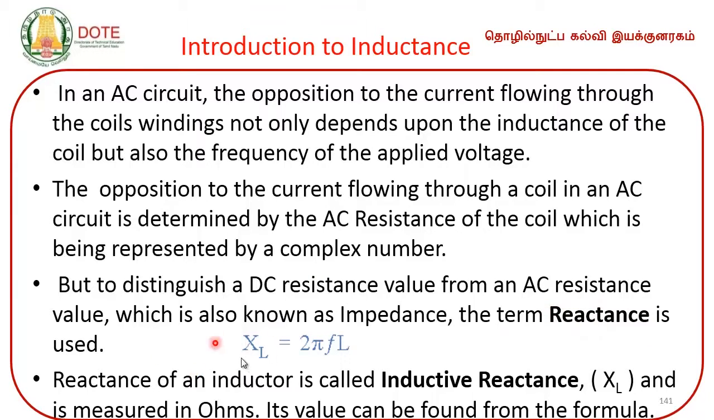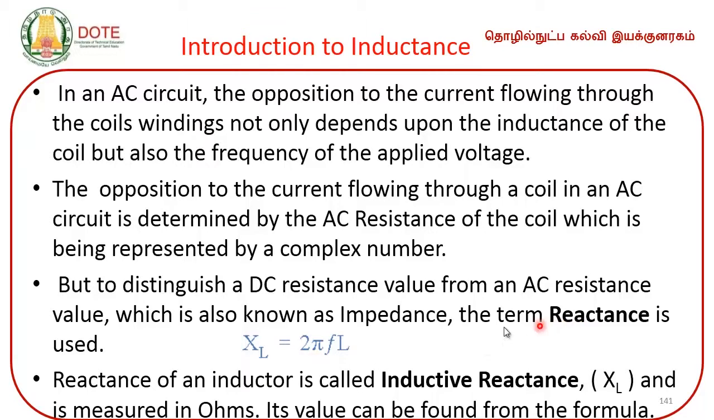So the inductive reactance XL, X is the letter used to represent the reactance. Reactance in inductive reactance, we write as capital X suffix L. XL equals 2 pi FL. So inductive reactance is directly proportional to the frequency. What does it mean? As frequency increases, reactance increases. That means when frequency increases, it gives more opposition to the AC current, right?